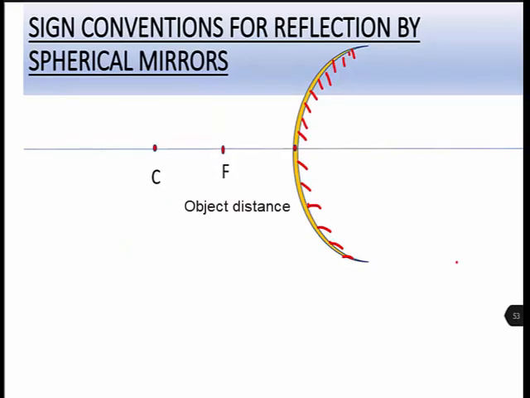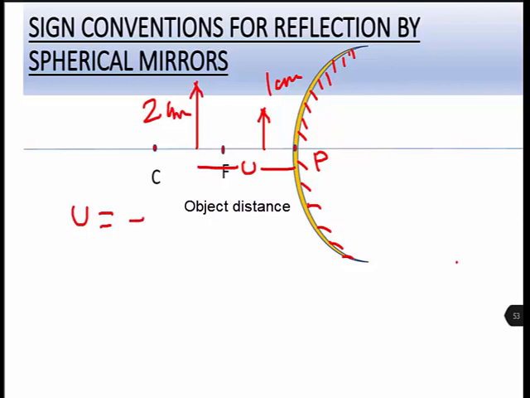Now let's take another example. Suppose I place the object here and the height of the object is 2 centimeter. Let's say the image is formed here and the image is smaller than the size of the object. The size of the image formed is 1 centimeter. Now let me know what is u. U is the object distance. Where is the object placed? The object is on the left hand side of this pole. So it is going to be negative. What about the image distance? The image is again on the left side of the pole. So it is again going to be negative.